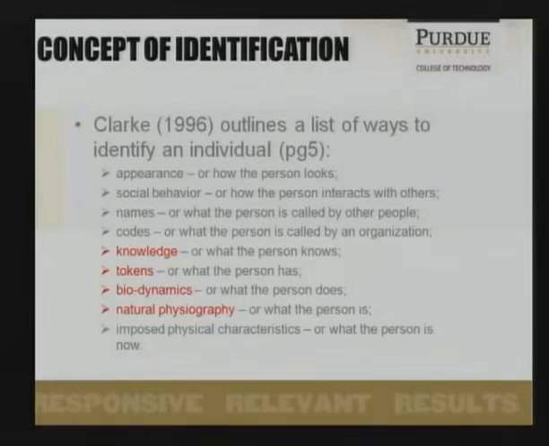When you get down to some fundamentals, we're probably interested in these four ones here. What a person knows, knowledge, typically a password or something like that. What a person has, so a token, you will have some identification on you. Or what a person does, or what a person is. And so in this case, they're called biodynamics or natural physiography, but essentially that's biometrics.